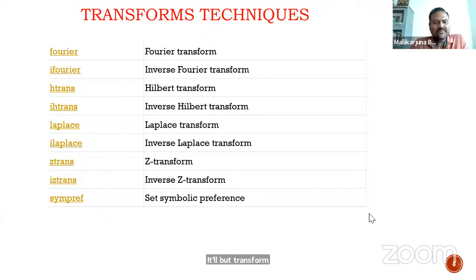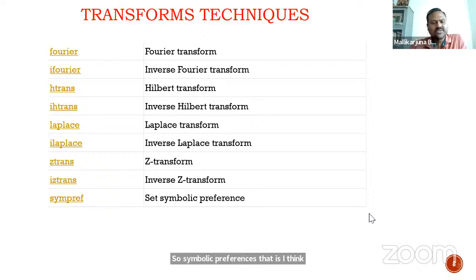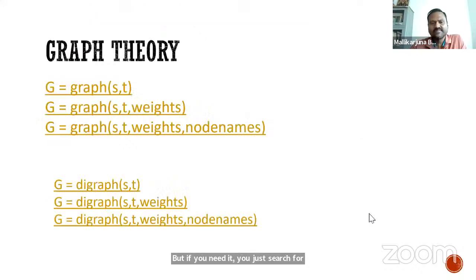So symbolic preferences, I think most of us don't use that for academic or maybe research work. But if you need it, you just search for it. What is the set of symbolic preferences? Hessian matrix is Hessian only. That's all.